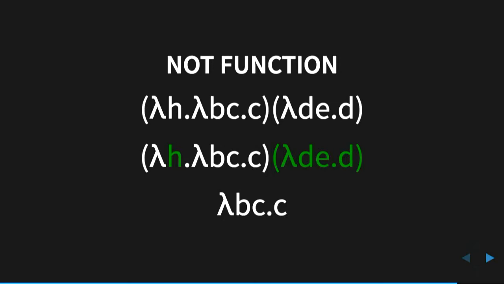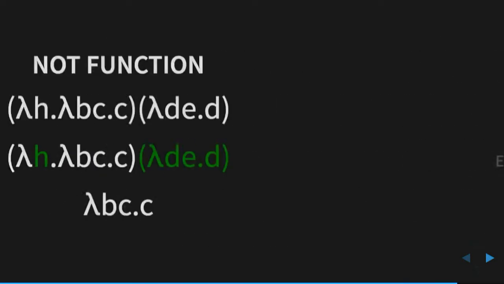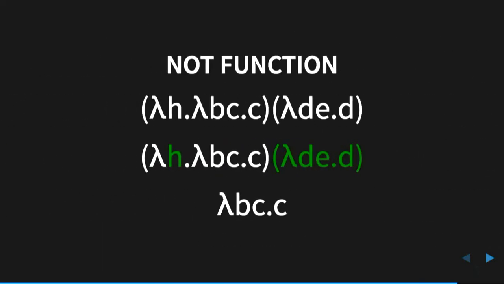So what's that? That is lambda of B dot C, so a function of two parameters returning the second parameter, so that's false. So we've done not true, and we've evaluated to false. So you can see that it is, in fact, possible to do Boolean logic with simple lambda expressions.